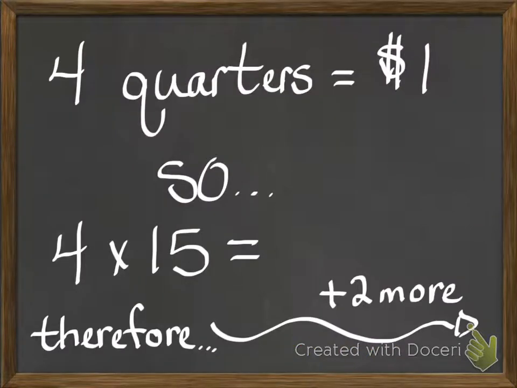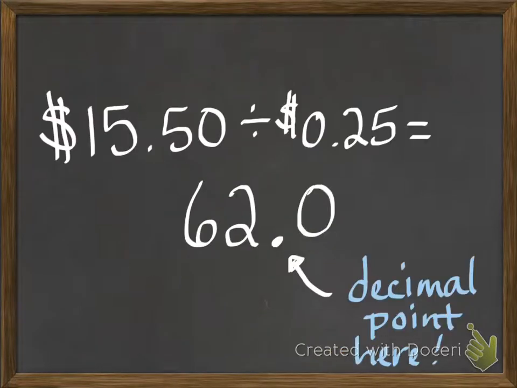All right, so I've gone back to that there are 4 quarters in a dollar. I have $15. So I'm going to think about what's 4 times 15. Well, I know 2 times 15 is 30. So 4 times 15 must be 60. And then there was 50 cents, $15 and 50 cents, so plus 2 more. So that's going to equal 62. So therefore, the decimal point has to go right there, okay, between the 2 and the 0. That's using number sense to figure out my answer.